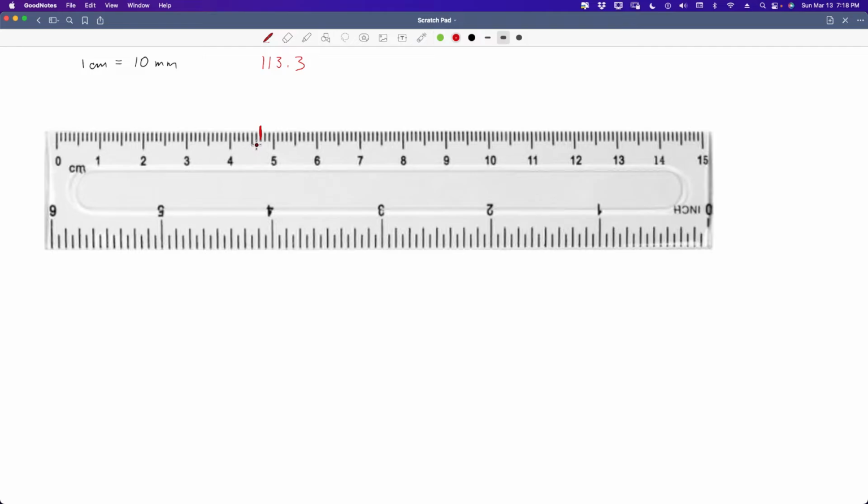So if you look, I've got 1, 2, 3, 4, and then I have 1, 2, 3, 4, 5, 6, 7. So I have 4 centimeters and 7 millimeters. So the way that is written in the metric system is 4.7 centimeters. But you could also write that as 47 millimeters. You can see how much easier it is to actually write down a measurement in the metric system.